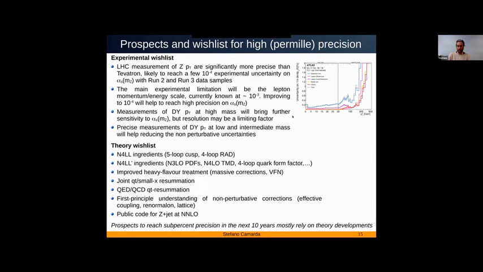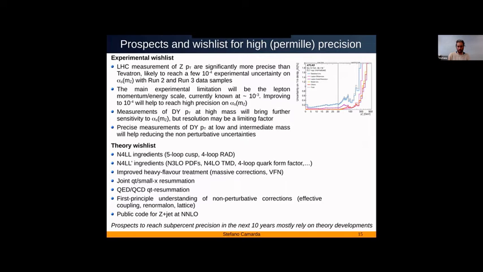Other interesting things will be to measure, well, it's already measured, but to have better precision on the pT of the Drell-Yan at high mass, because this will give further sensitivity to alpha_S with even smaller sensitivity to the non-perturbative QCD. Also, precise measurement at low pT and low to intermediate mass will help to fit and reduce the non-perturbative uncertainties.